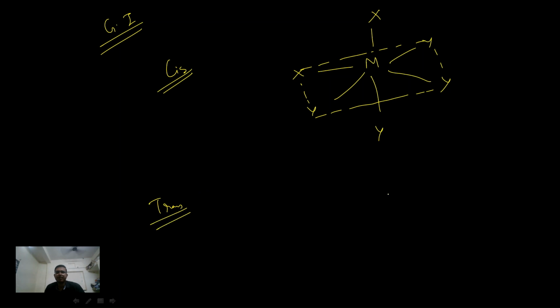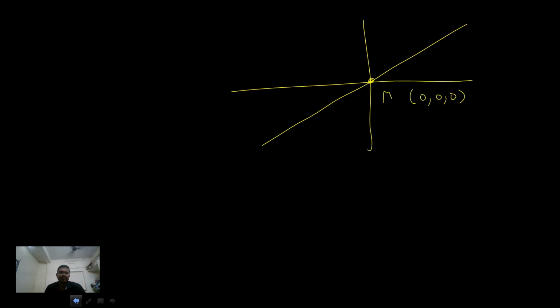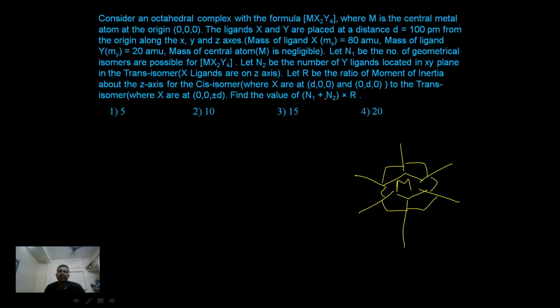Let's see for trans. For trans, put X above and X below, and then put all the Y's. Here you can see only one is possible; there is no other structure. Done. Means N1 is basically 2.